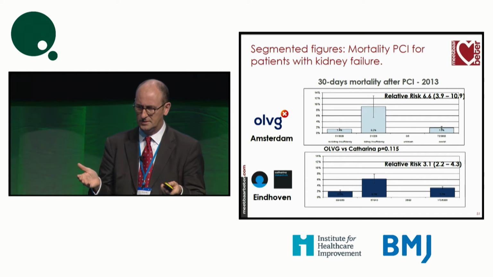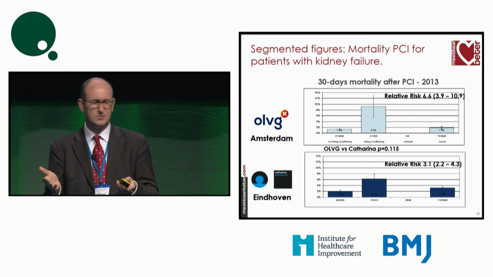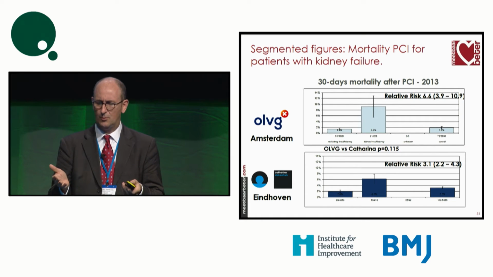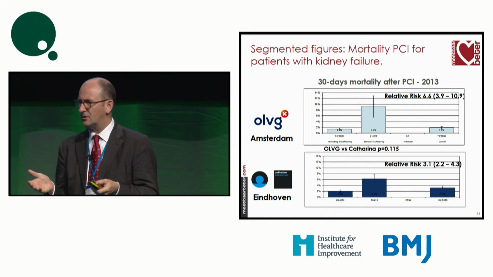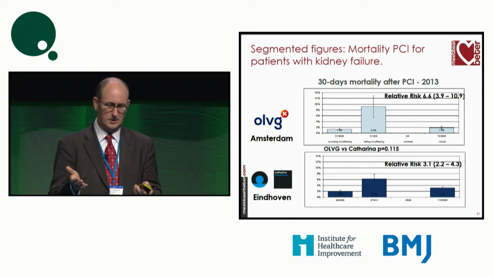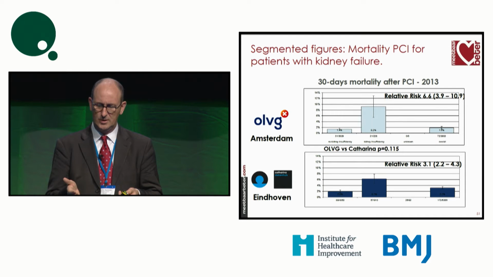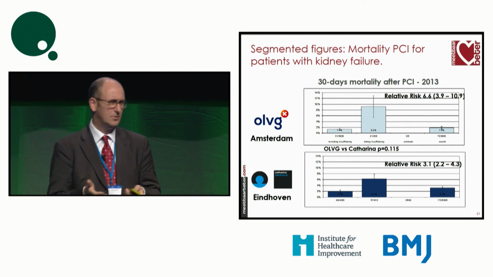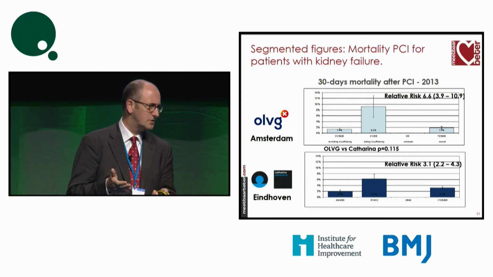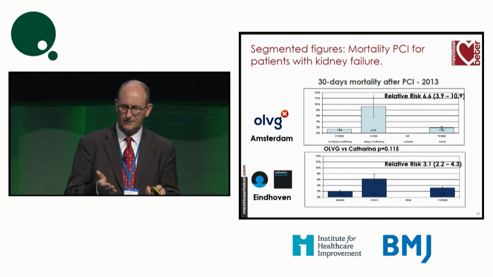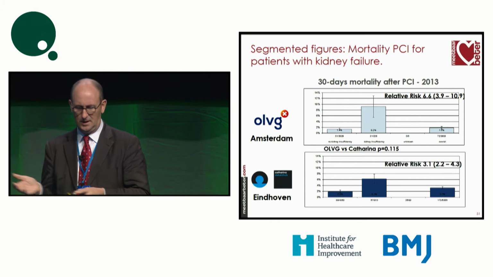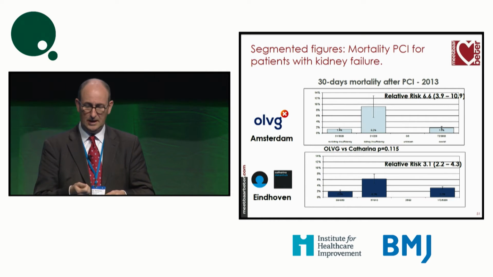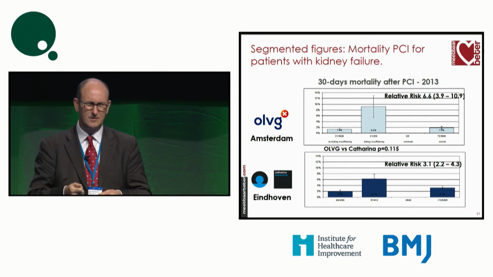But was it important or not? If you study the relative risk, then you can see that the patient with kidney failure in Amsterdam had an almost 7-fold risk of dying compared to patients who did not have kidney failure, while the relative risk was 3 in the Catharina Hospital. So there seemed to be a difference between hospitals. Renal failure had a different meaning in Amsterdam than in the Catharina Hospital, even though if you directly compare the results, they were not significantly different.